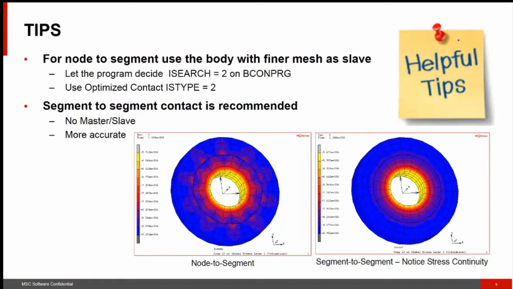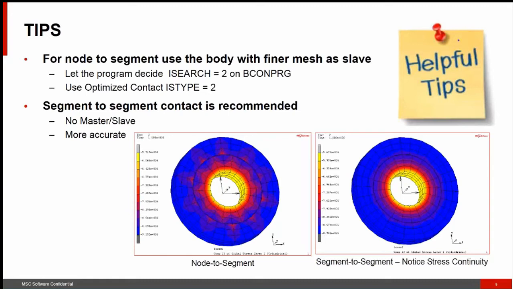In this case, you want to use the ISEARCH entry equal to 2, so then the program can do the single order search. Now, this is to avoid the penetration that may happen due to the different mesh densities. And what is ISEARCH? ISEARCH is simply an entry in Nastran. It's the flag that dictates what search method to use, from slave to master, from master to slave. So there are several options available, and you can refer to the quick reference guide for more information on those.